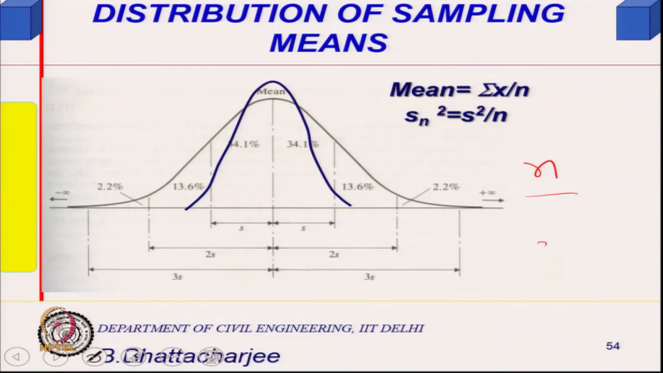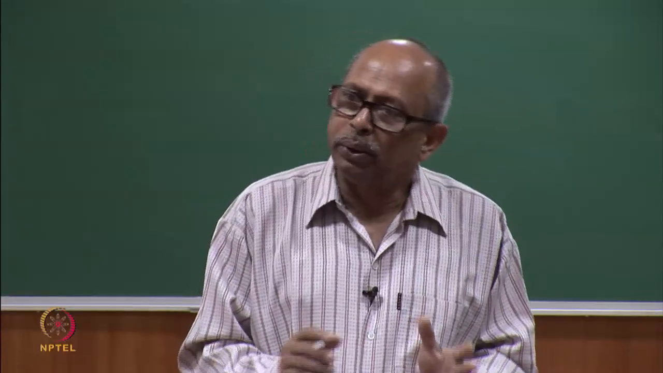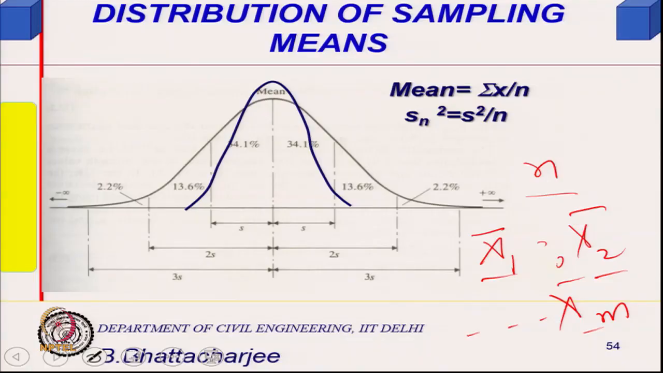So, each mean, let me call it x1 bar, x2 bar, etc., and I repeat this process m times, or a large number of times. Then these means will also be distributed normally, because I have picked up randomly n number of them, but they will have less standard deviation, because the mean spread would be less, depending upon the number n. If my n is very large, spread will be small.